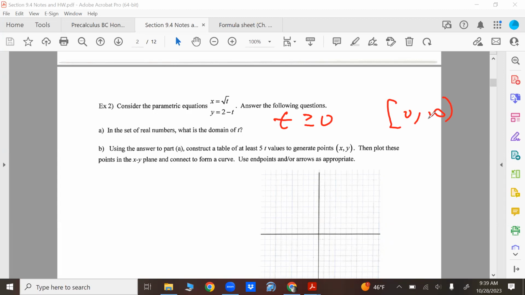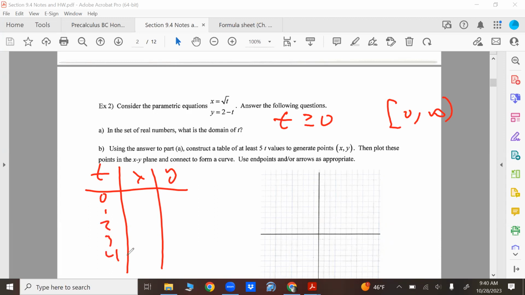Using the answer in part A, construct a table of at least 5 t values. So let's do a 3-column table. We'll do 0, 1, 2, 3, 4. Actually, let's do something with perfect squares: 0, 1, 4, 9, and 16. So plug in, get 0, 1, 2, 3, and 4 for x. That's easy. For y, do 2 minus the t value. So 2, 1, -2, -7, and -14.